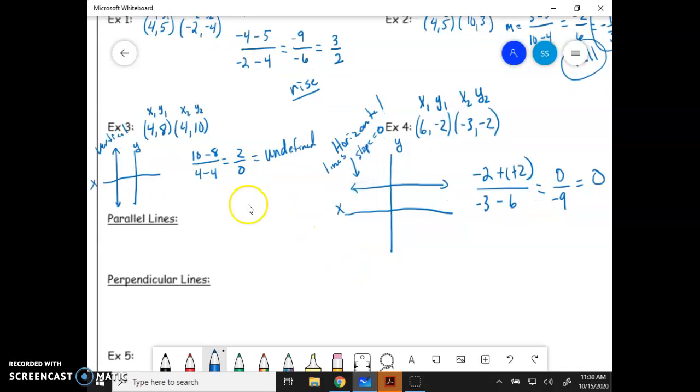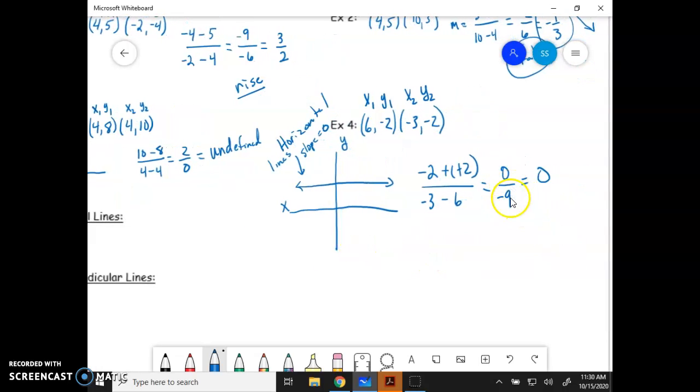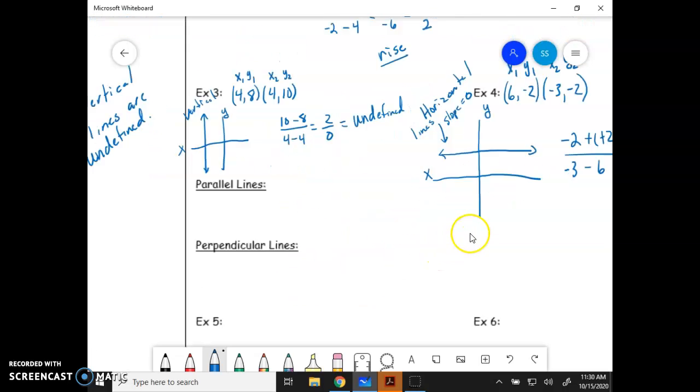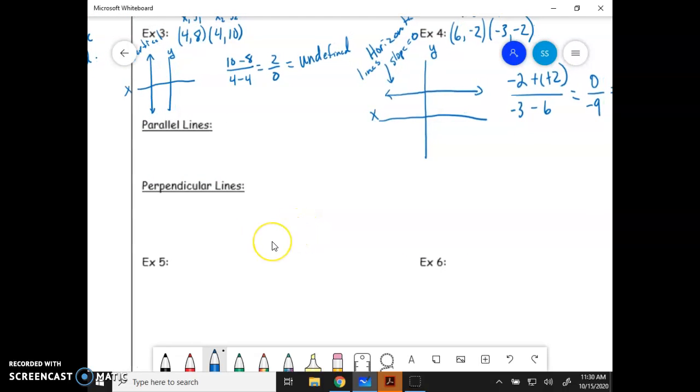So that's the distinction between the two. If you are dividing by 0, that's undefined. That is a vertical line. If you get 0 as the answer, like 0 divided by 9, the answer is 0. That is a horizontal slope. All right, and I think we will end here for today. Why don't you guys give practice problems 1 through 9 a shot for today?